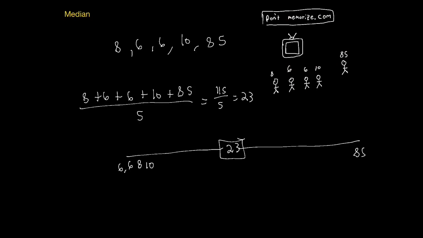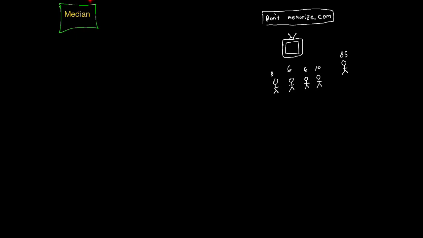So instead, let's take a look at the median. For the median, we have to rearrange our data from smallest to largest. So here we have 6, 6, 8, 10, and 85. And in order to get the median, we're going to start shaving off the edges. So I eliminate a number from the left. That means I have to eliminate a number from the right. I do it one more time, and we see that the median is 8.